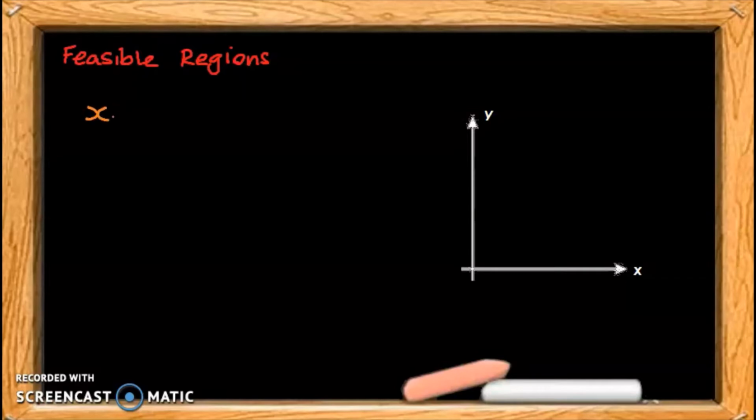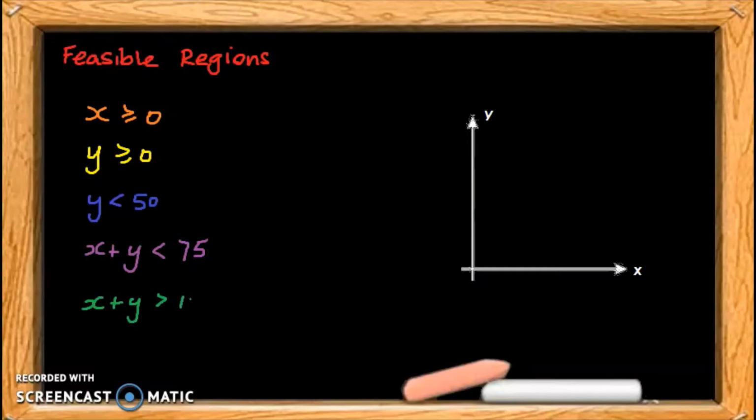Let's imagine one of them says that x is greater than or equal to 0. A second one says that y is greater than or equal to 0. That's going to put us in this part of the Cartesian plane. Then we might have a few other constraints. Let's say y is less than 50, and we might have a fourth one, x plus y is less than 75 for argument's sake. We might even do another constraint where x plus y is greater than 10.